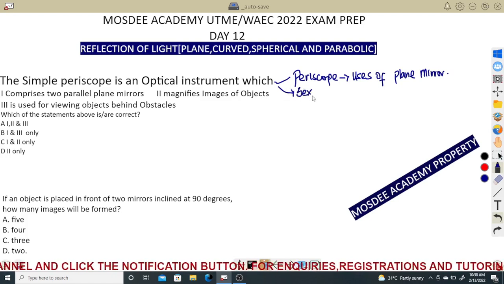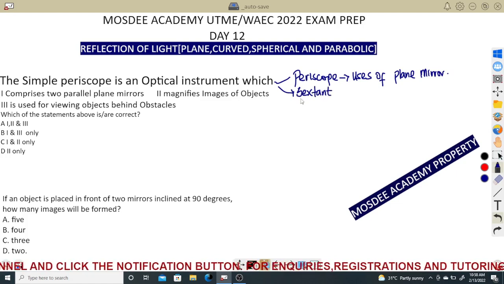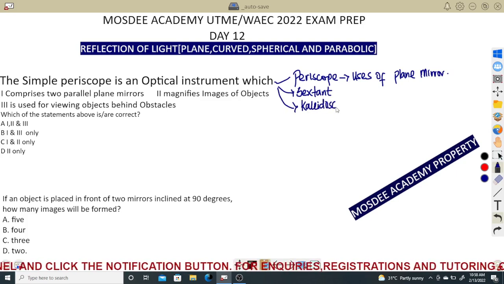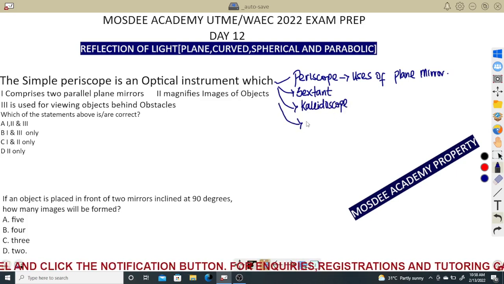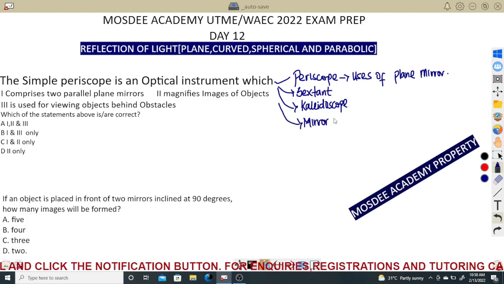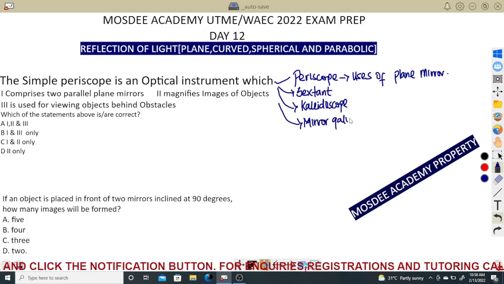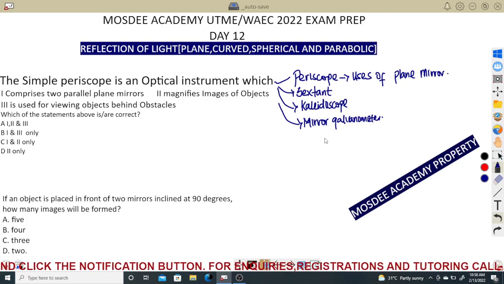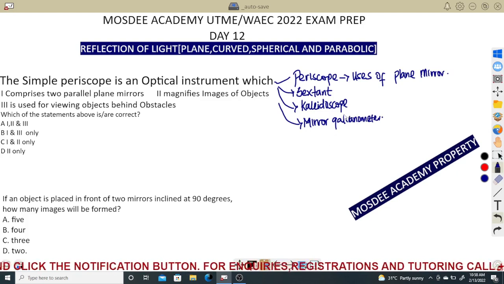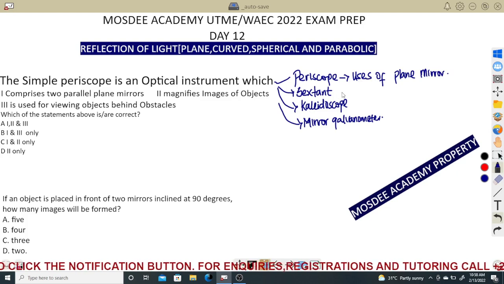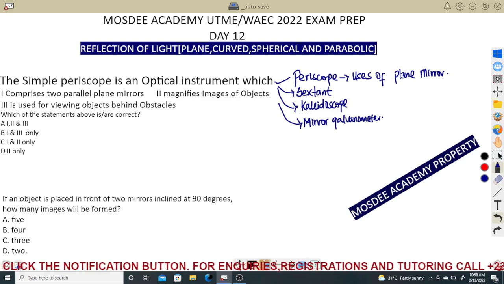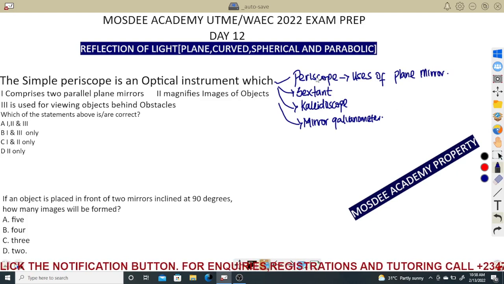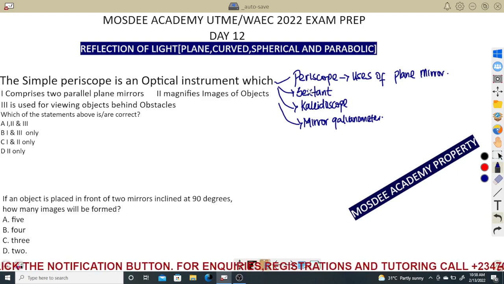You have the sextant, which is used for navigation. Kaleidoscope is an important thing. We can have another thing they call mirror galvanometer. You use a plane mirror for it. And the normal looking mirror or glass, which you use to check your beauty. Now, my point is, how does a periscope work? All these work as an application of plane mirror.